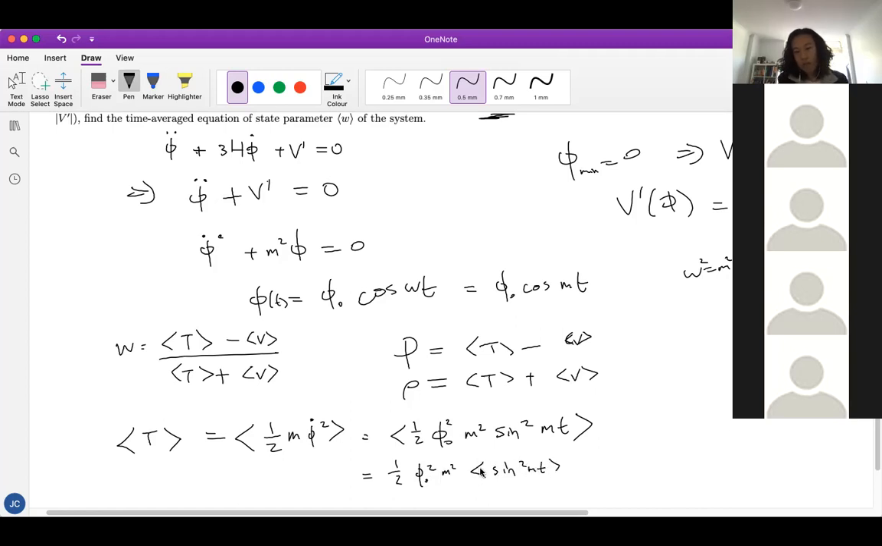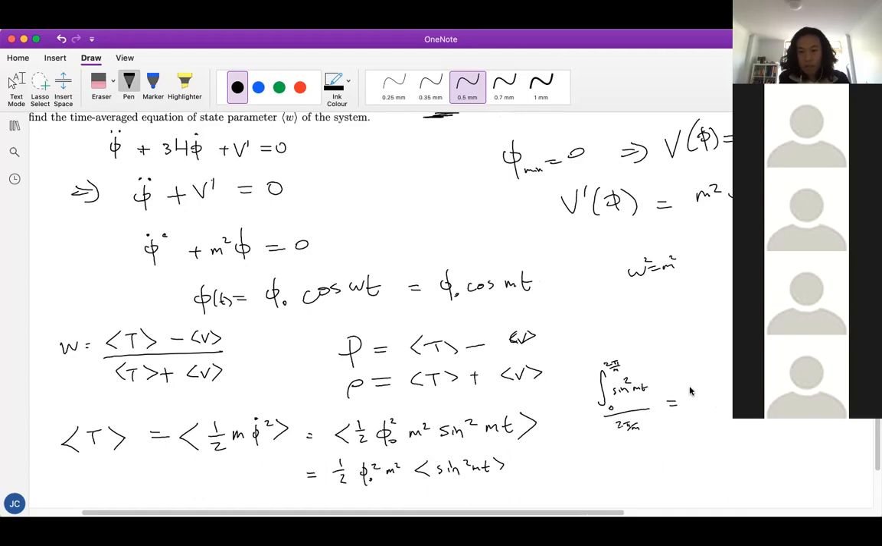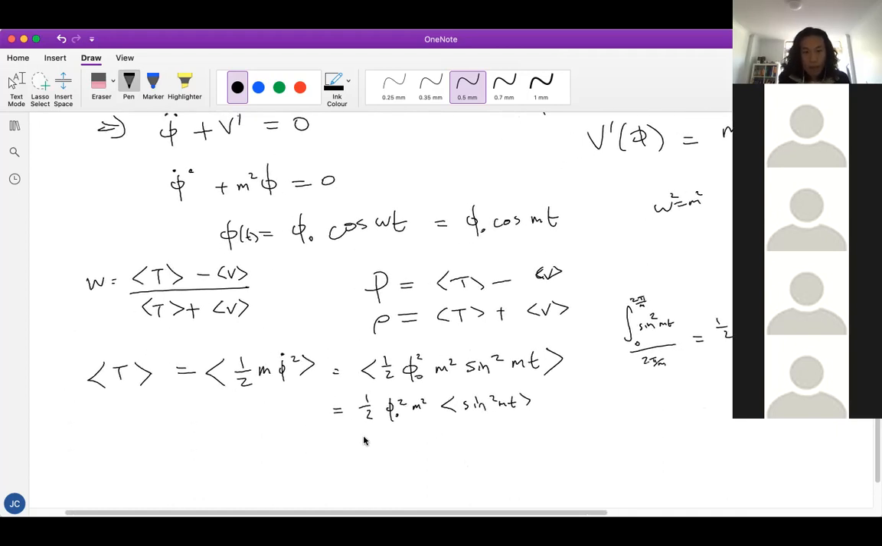The average of sine squared is always half. You integrate sine squared over the period 2 pi on m, and then divide by the period 2 pi on m. So that would just equal half. Then this whole thing equals a quarter of phi naught squared m squared.